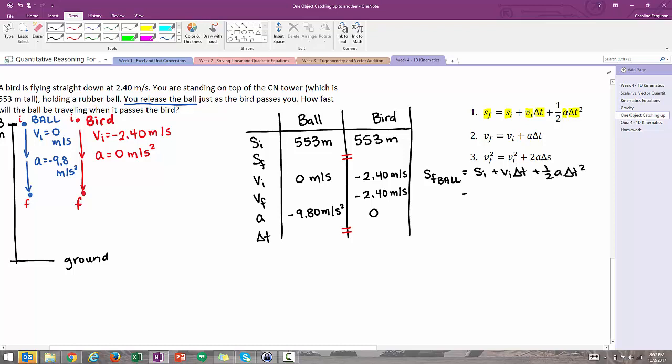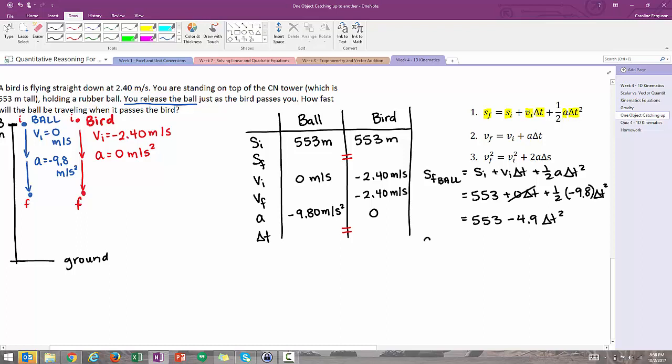So we'll plug in everything that we know. SI for the ball is 553, plus V initial for the ball is 0 times delta T, plus 1/2 A, and A for the ball is negative 9.8, delta T squared. So we'll simplify this a little bit. 0 times delta T is just 0. So we have 553, and 1/2 times negative 9.8 is negative 4.9 delta T squared. So that's our final position of the ball.